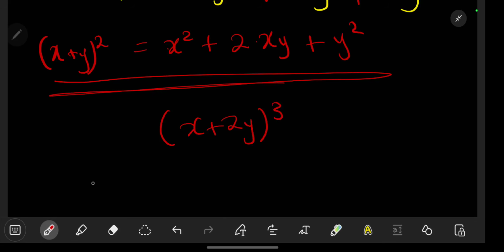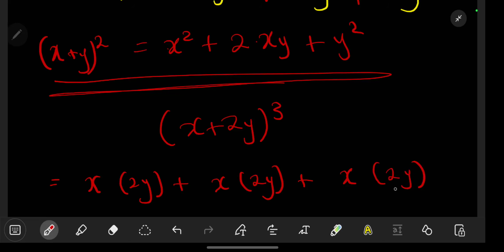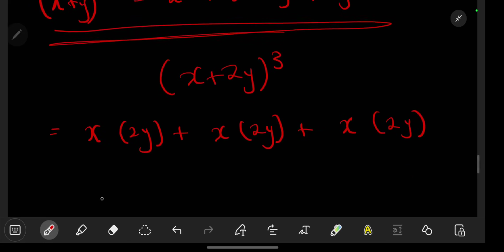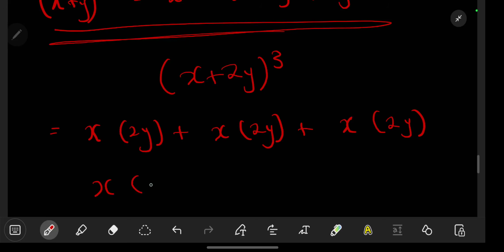Using the binomial expansion, you write your x, then your 2y, then plus your x and 2y again, and again, until, since the power is 3, you have 4 terms. Then reduce the powers: power 3, power 2, power 1, power 0 for x, and power 0, power 1, power 2, power 3 for 2y.